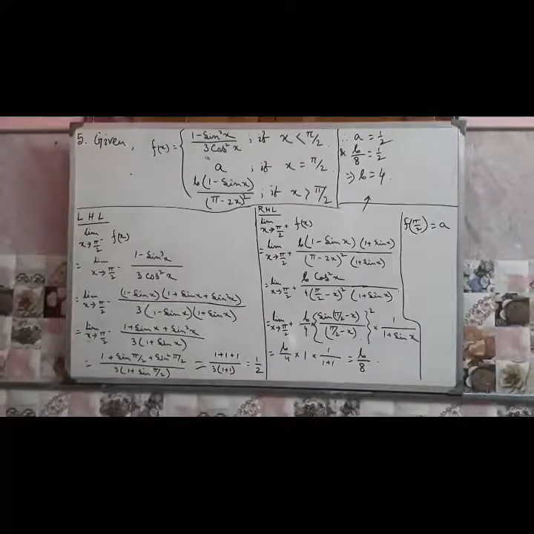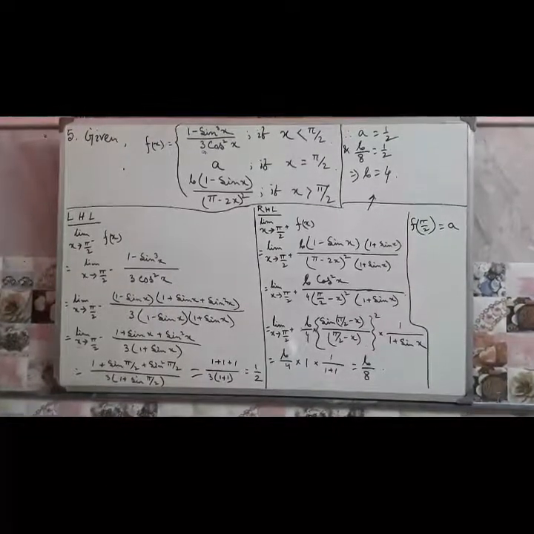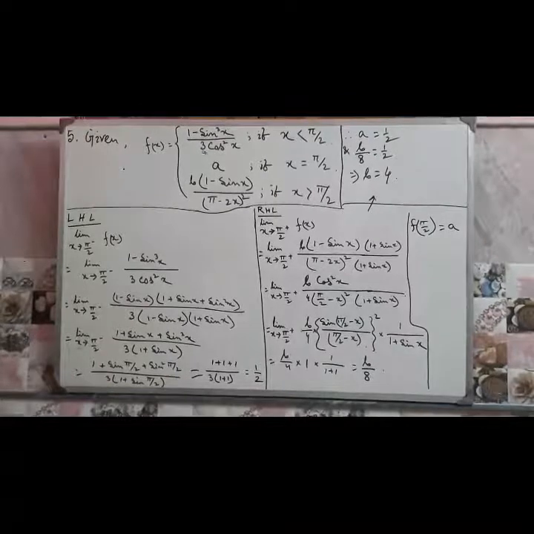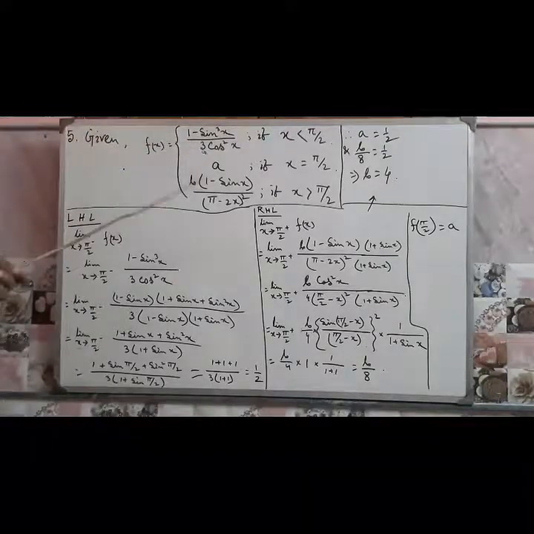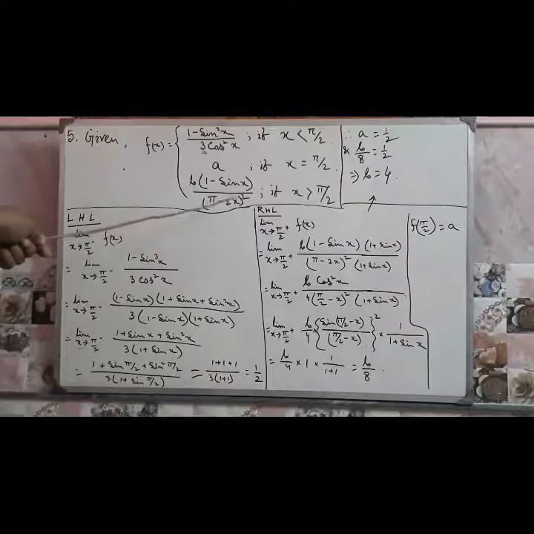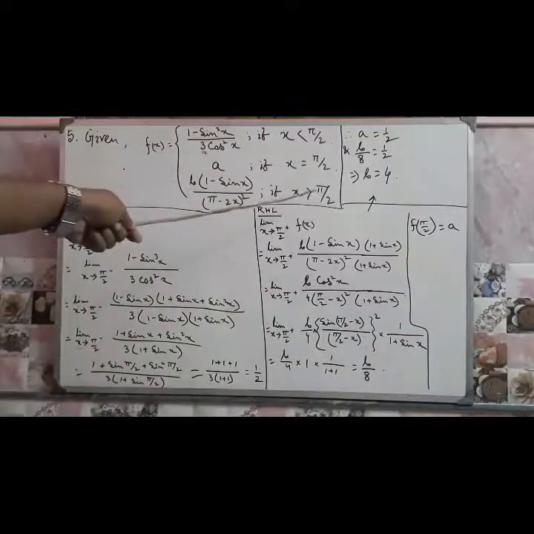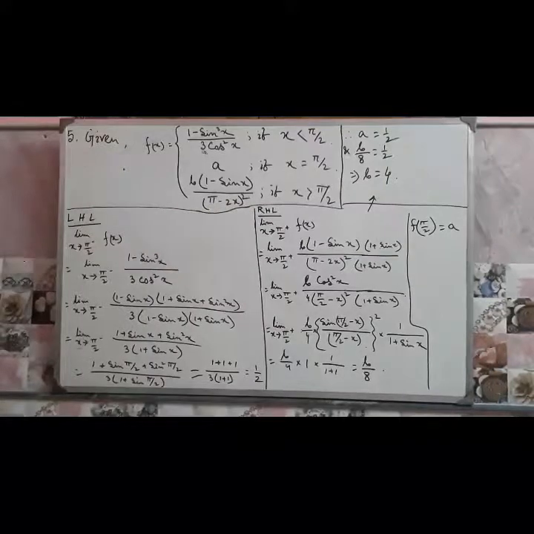Now the next question: we have to find the values of a and b, where the function is given as f of x equal to 1 minus sin cube x by 3 cos square x if x is less than pi by 2, a if x is equal to pi by 2, and b into 1 minus sin x by pi minus 2x whole square if x is greater than pi by 2. Again we have to find the left hand limit at the point x equal to pi by 2, the limit as x tends to pi by 2 minus of f of x.